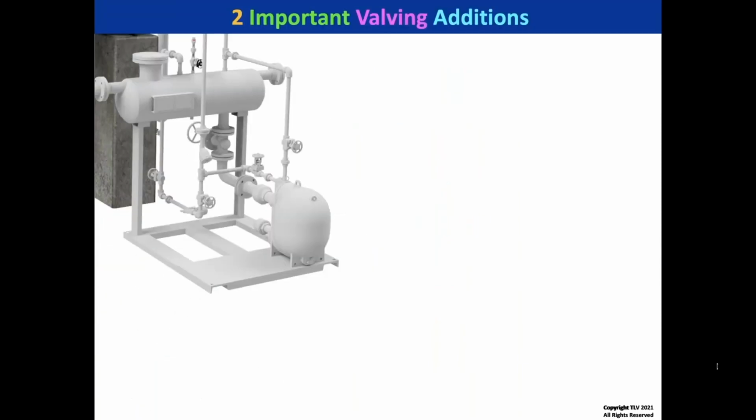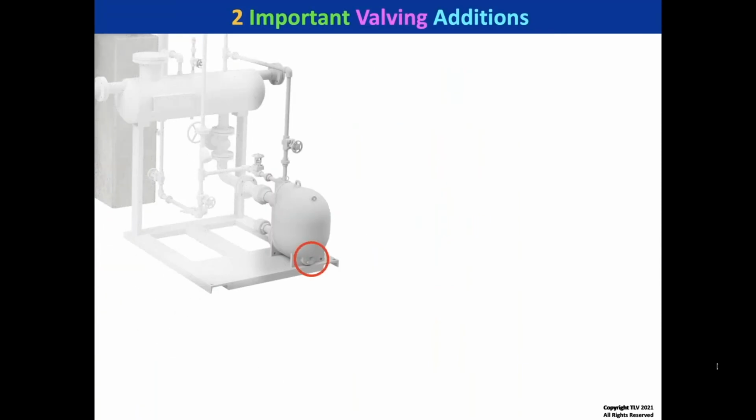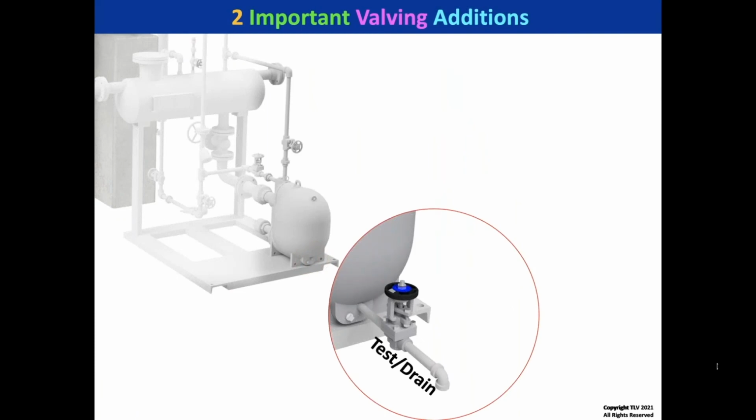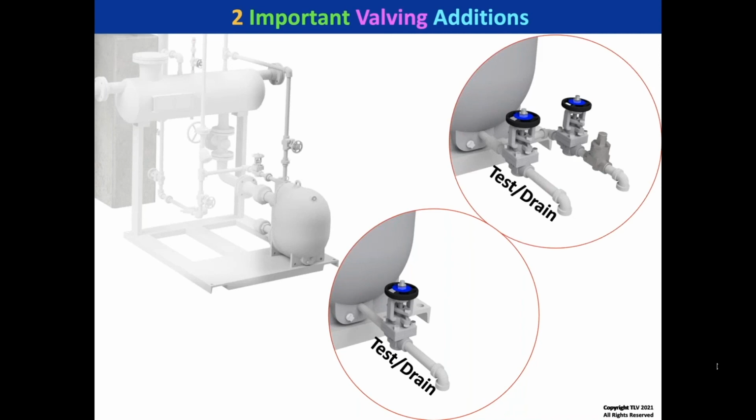In order to be able to test them, there's two important valving additions. One is a test and drain valve that fits off the back. This is a small valve. I prefer it over gauge glasses. It has to be manually operated while it's in operation, but it's easy to use. And if you're in a freezing climate, which most of the United States is in a freezing climate, but this webinar will go all over the world. But if you're in a freezing climate, install the pre-freeze valve.